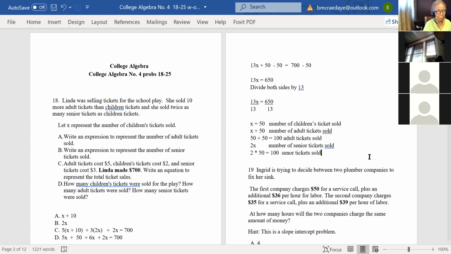So how much is the tickets that the children sold? How much was the children's ticket? The children's tickets were $2. So what's 2 times 50? Oh, yes, 100. Okay. The adults sold for $5. What's 100 times 5? No. The adults sold for $5 and you sold 100 tickets. That's $500, right? And what about the seniors? The seniors were $3.